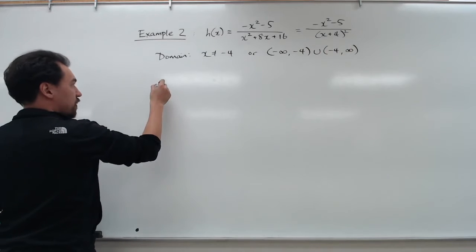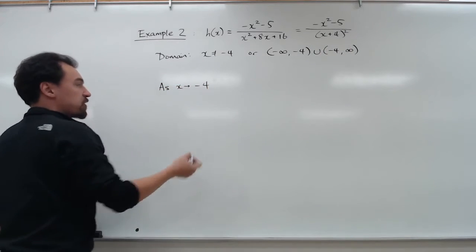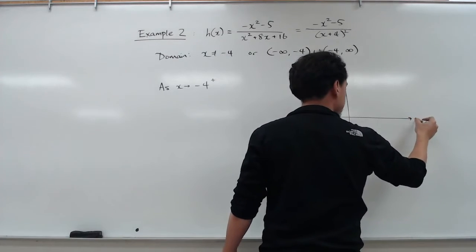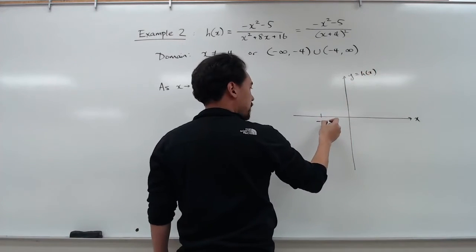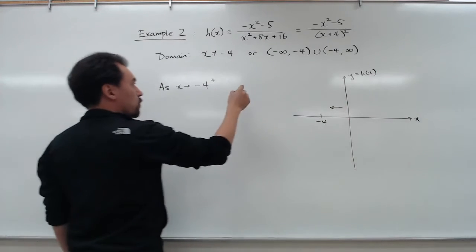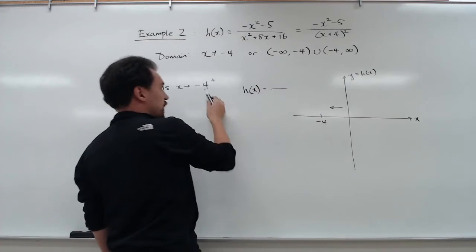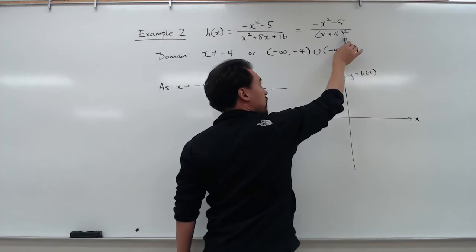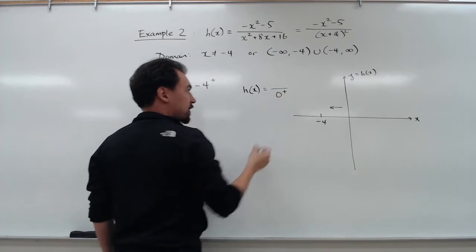And let's consider what happens as x approaches negative 4 from each side. Let's start with from the positive side. So in the graph, we have negative 4, and we're approaching it from the positive side. So we'll look at h of x, and we'll say, on the bottom, if I plug in close to negative 4, I get close to 0. But since I'm squaring it, no matter what, I'll end up with a positive number. So I'll write slightly positive.